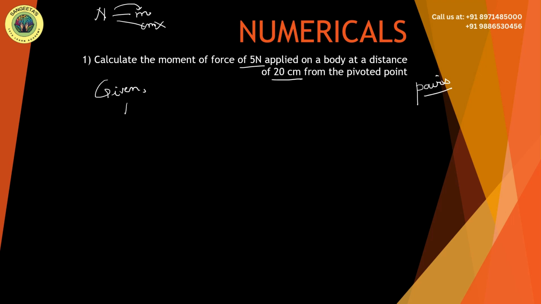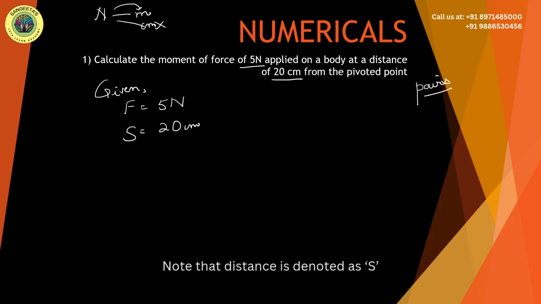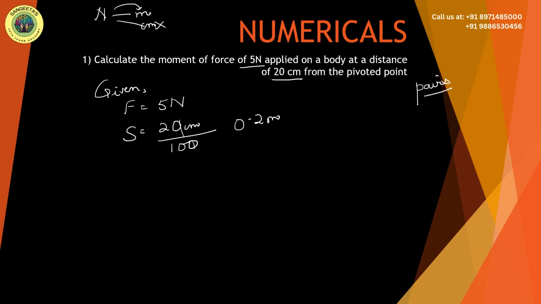Given is force is equal to 5 Newton. Okay, distance. What is the distance? Distance is equal to 20 centimeter. Centimeter is nobody's unit. Usually distance in class 8 is written as D, but in the higher classes, you'll see the distance is written as S. So I'm writing S only. This centimeter has to be converted to meter, right? So this is 20 by 100, so this is 0.2 meter.